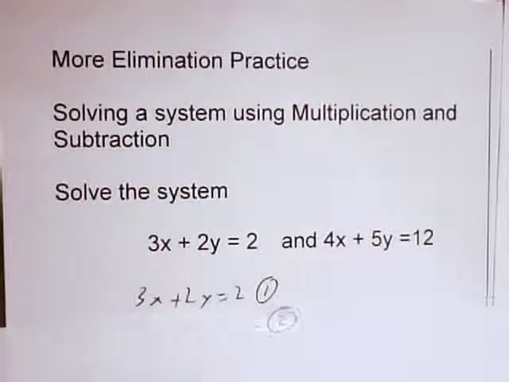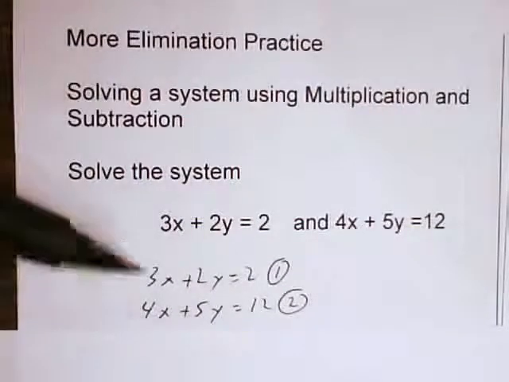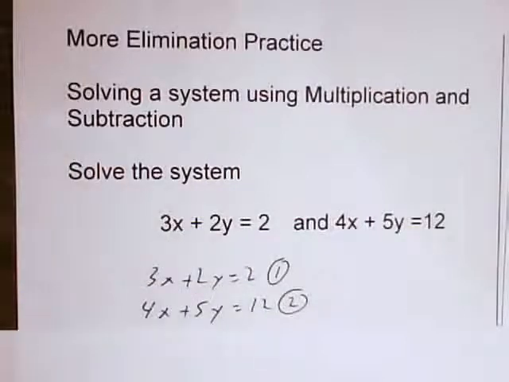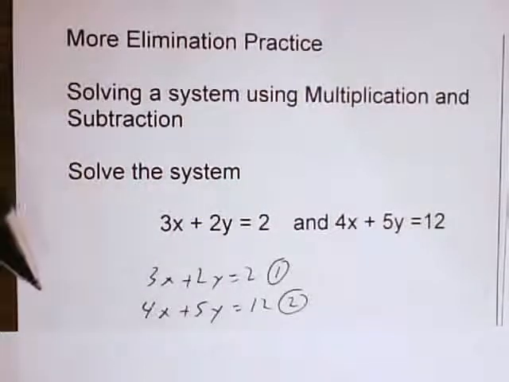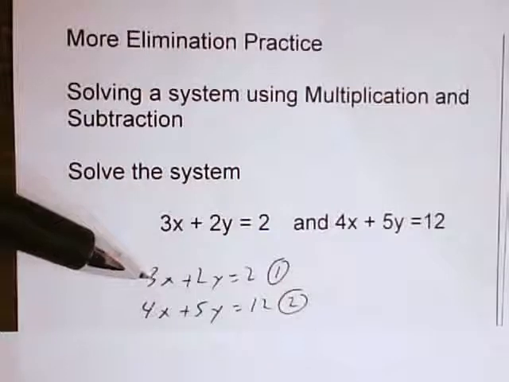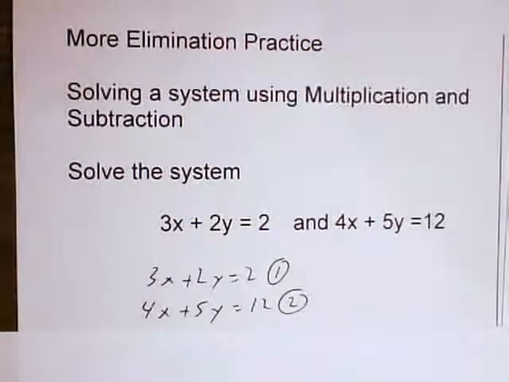You're going to have to do an intermediate step to get one of the variables to match up to be eliminated. As before, I start off by writing both equations in the same form, one above the other, and I number them. Now I'm going to look at them and figure out what I could do to both equations to get either the x variable to disappear or the y variable to disappear. If I look at 3 and 4, if I multiply those together, I get 12. So if I had 12x here and a 12x here, I could subtract them and get rid of the x.